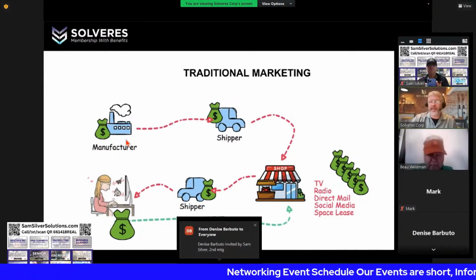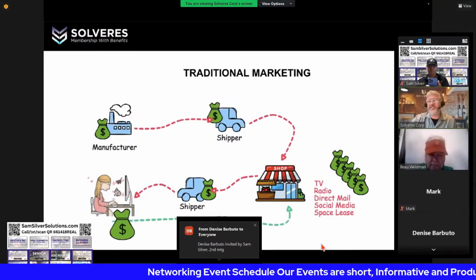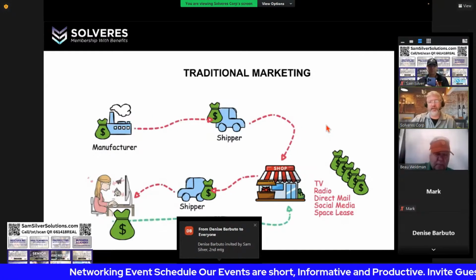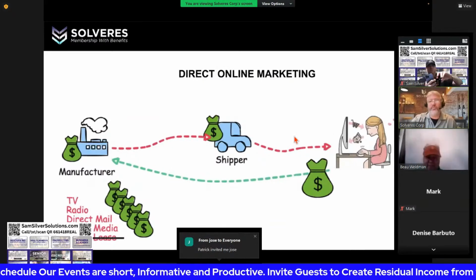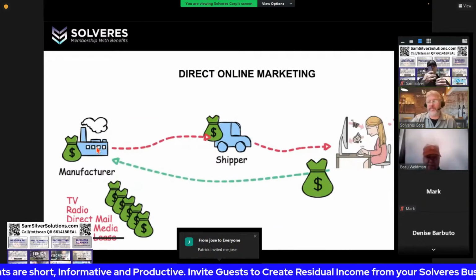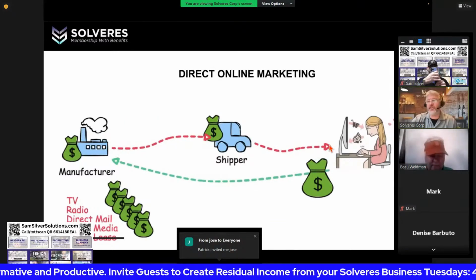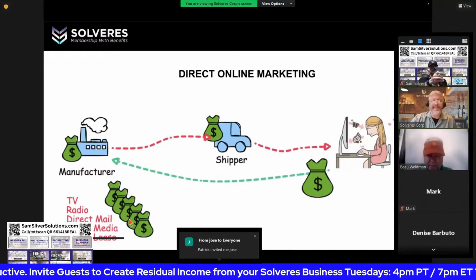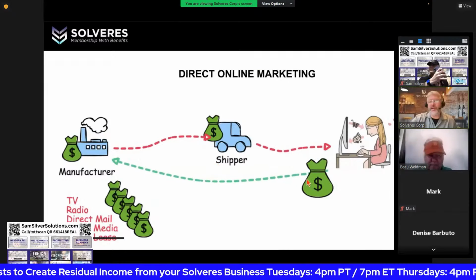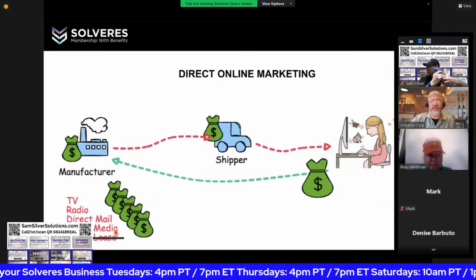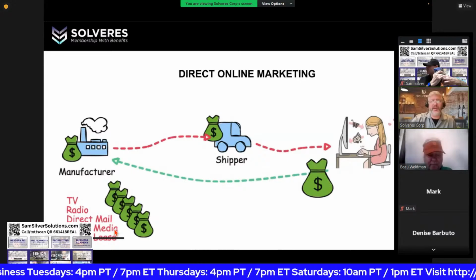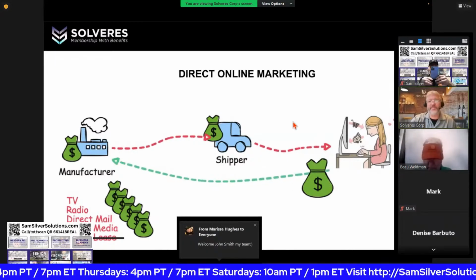Again, all these expenses still exist, especially the marketing expenses over here. Now, there's also direct marketing where the consumer can just purchase directly from the manufacturer. The manufacturer ships the product to the consumer. They save money where they don't have a retail space or a commercial location, but they still have all these advertising expenses in order to attract that customer to the product.